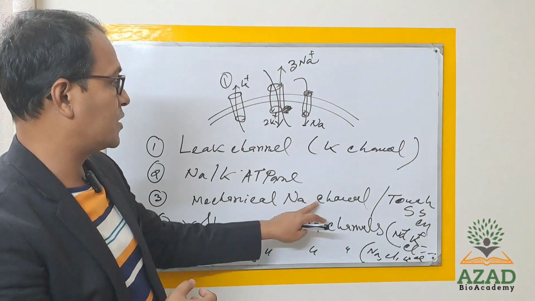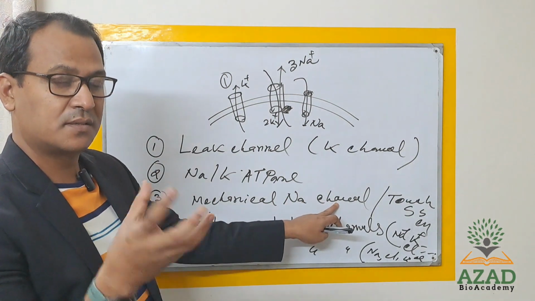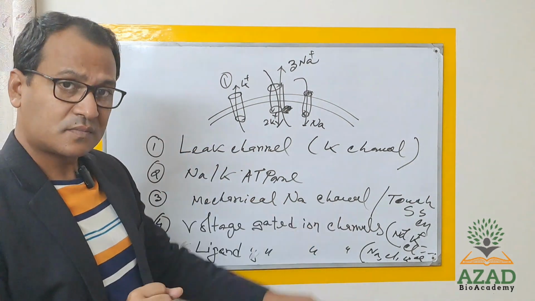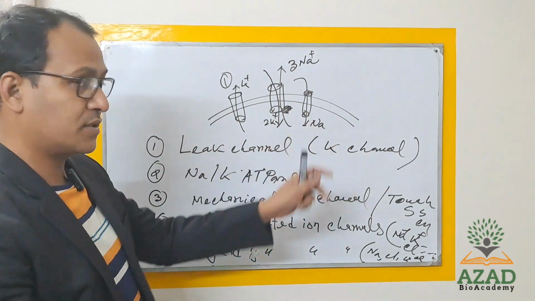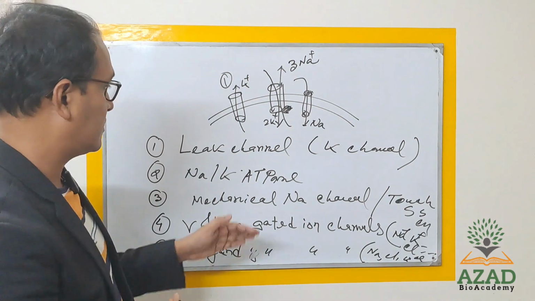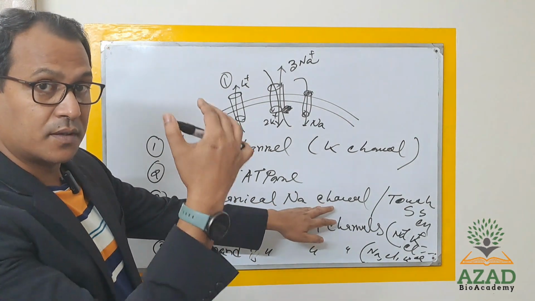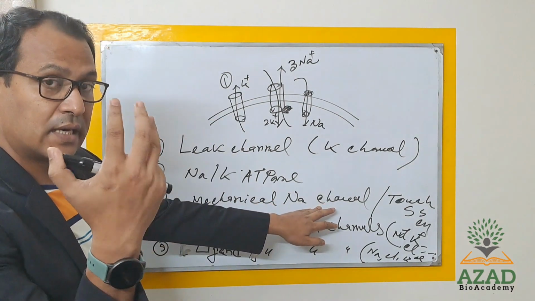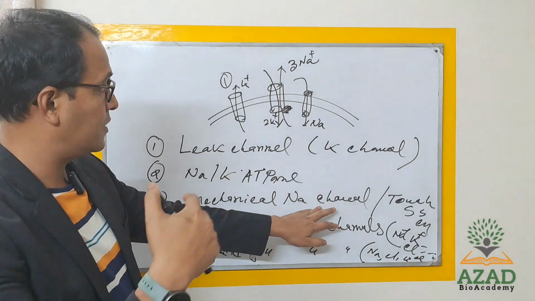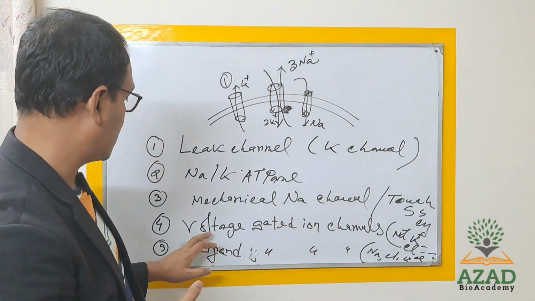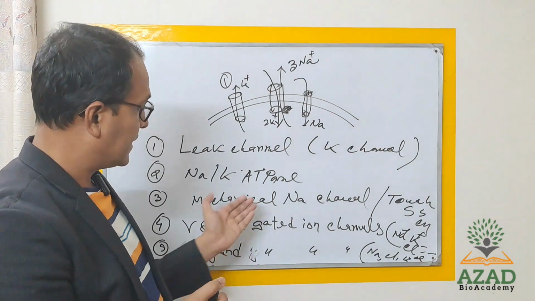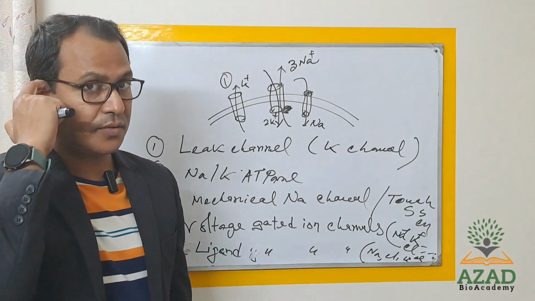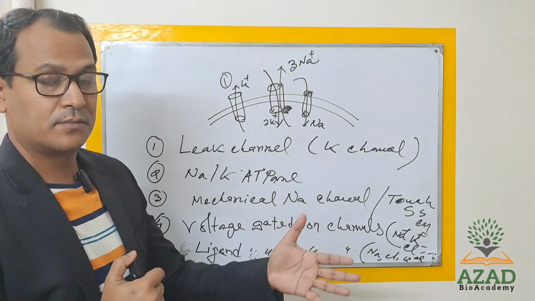The mechanical sodium channel is very much sensitive to touch or pressure, but unlike a voltage gated sodium channel, it will work below the threshold level, that is, in the subthreshold level or graded potential. And the voltage gated ion channel is very much important because that channel basically contributes to the action potential.